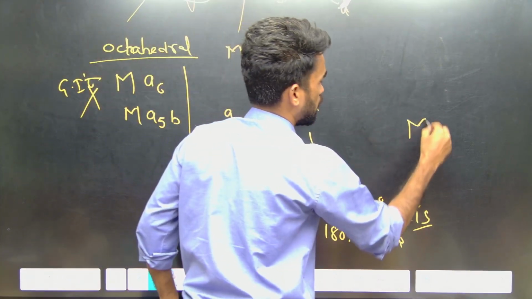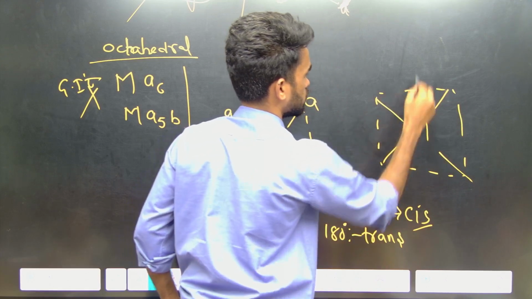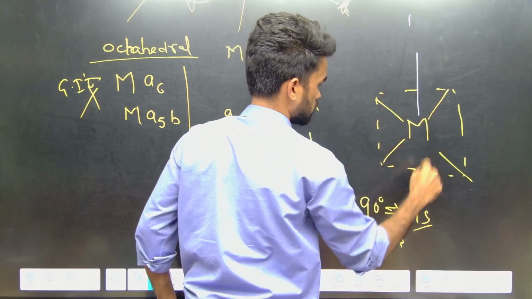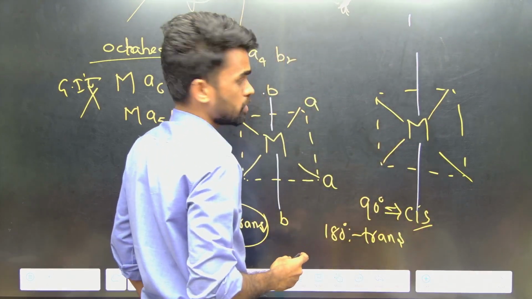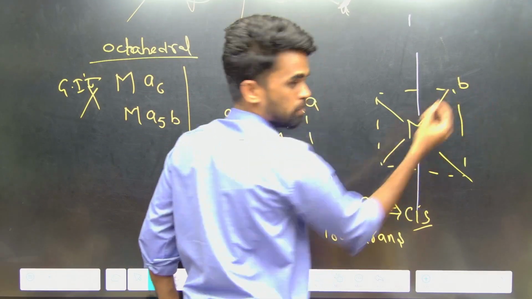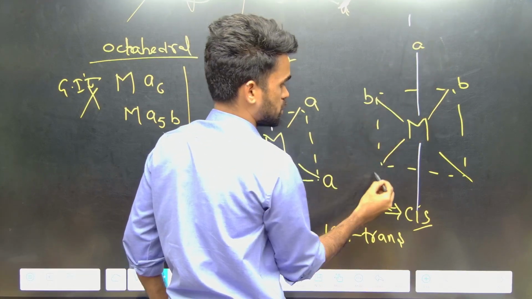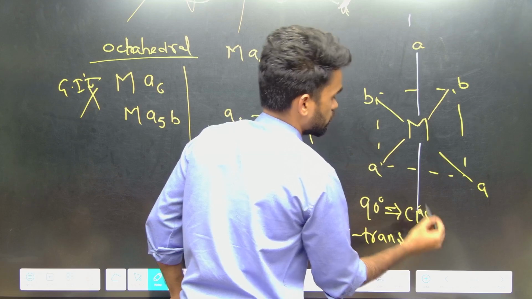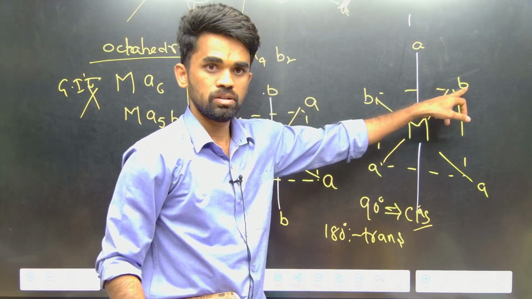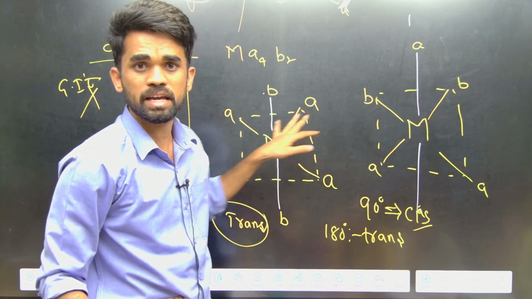It means how can I place? So now what I can do now? Bring this B somewhere on the plane. Let us say here B I am placing. So here I can place now A. So remaining positions you can place B, A. So now tell me, between this B and B, what is the angle we have? 90. 90 means B cis B I can say now. So this is a cis isomer, this is a trans isomer.